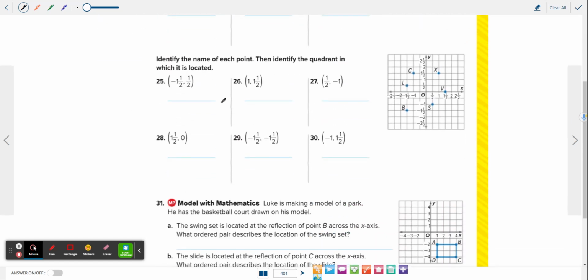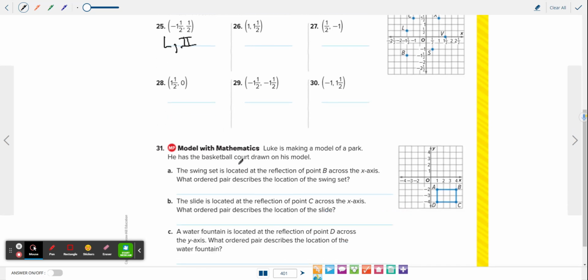When you get to 25 to 30, it's just the reverse. You're naming the point. That's the first thing. And identifying the quadrant. That's your second part. So -1.5 and then a half. So go to -1.5 on your X and then up a half. That's point L. And it is in quadrant 2. So I gave you the answer for number 25.